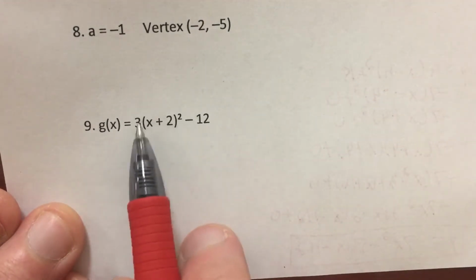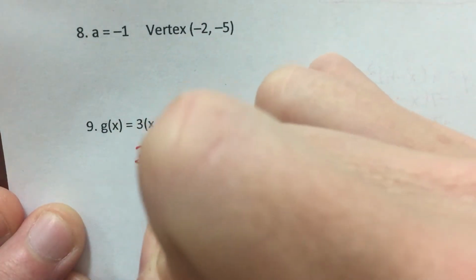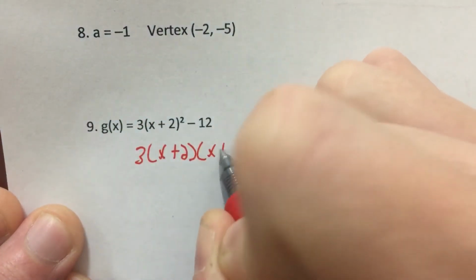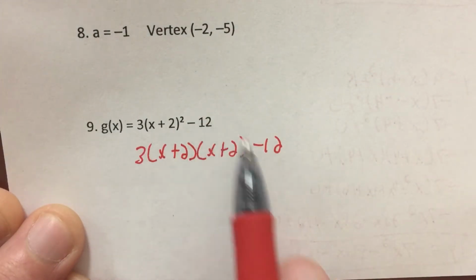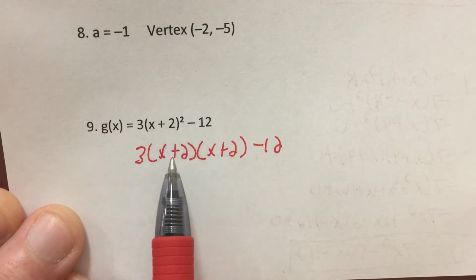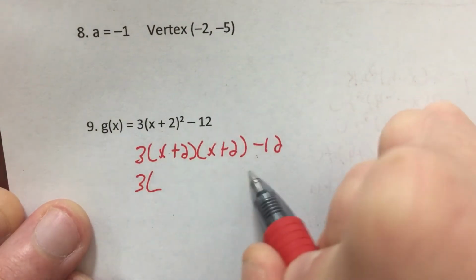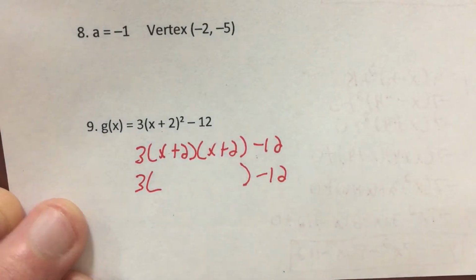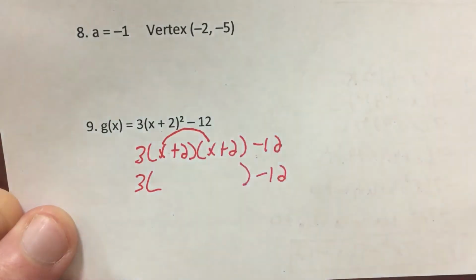Since x plus 2 is a binomial and it's being raised to the second power, I'm going to write it twice. The 3 in front is still there, the negative 12 at the back is still there, but I've written this in what's called expanded form. Power of 2 means there are 2 of them, multiplying. Now I'm going to drop my 3, draw one big parentheses, drop the negative 12, and now I need to actually multiply these two binomials.